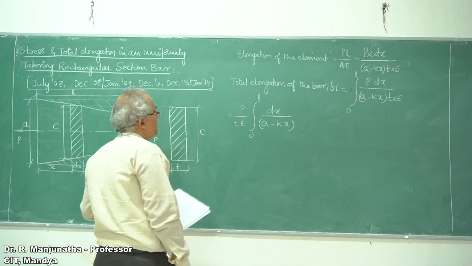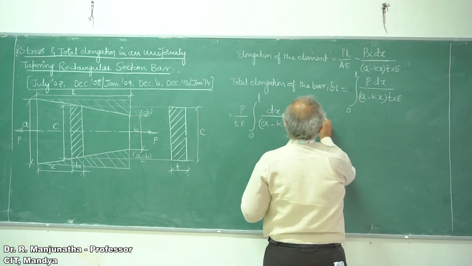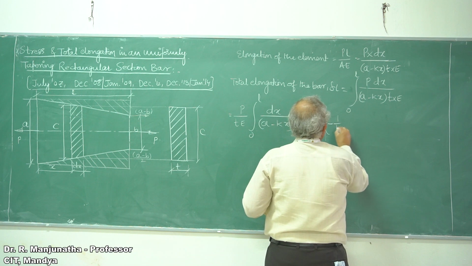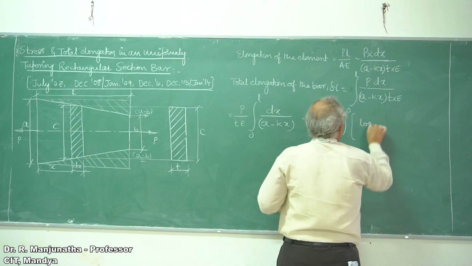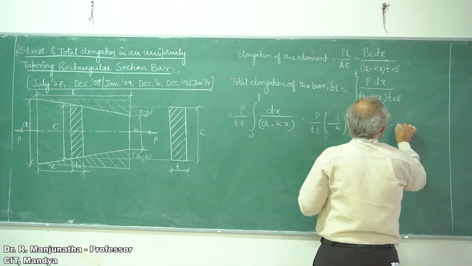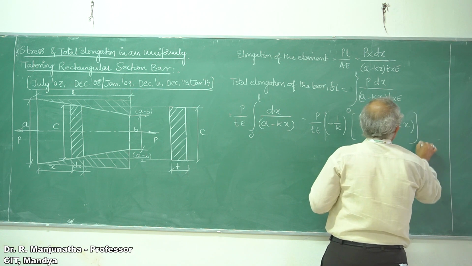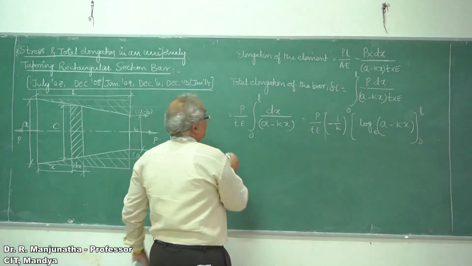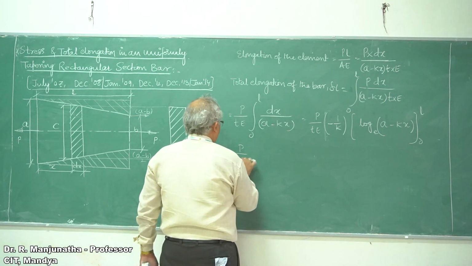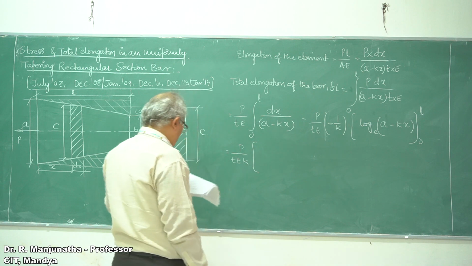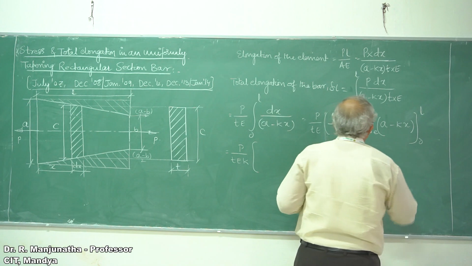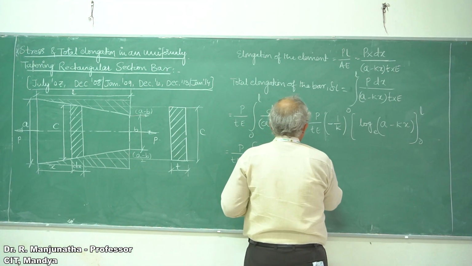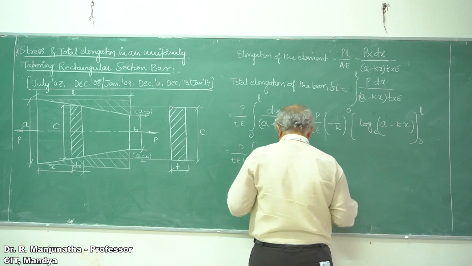On integration, that will be equal to P by T into E into minus 1 by K into log of A minus K into X to base e, between 0 and L. So now we will apply the limits in this equation, which will be minus log of A minus K into L, minus A into K into L.